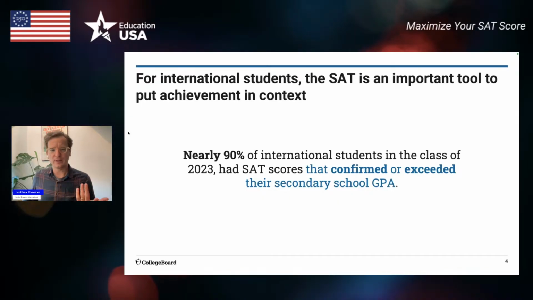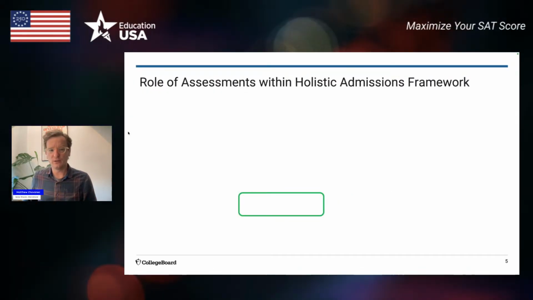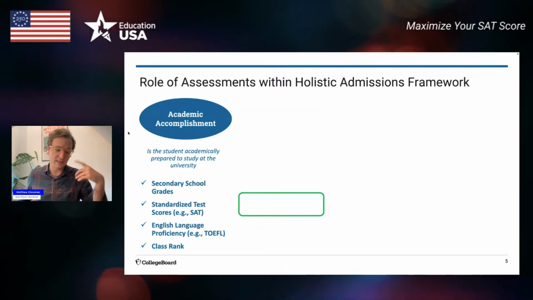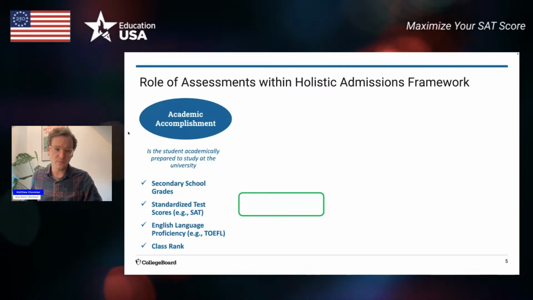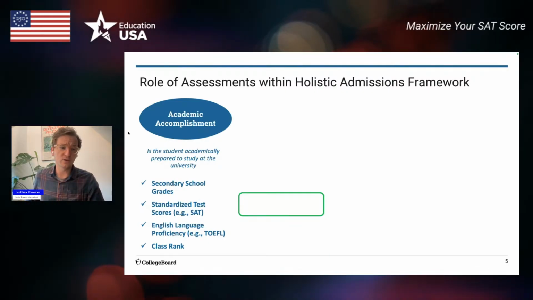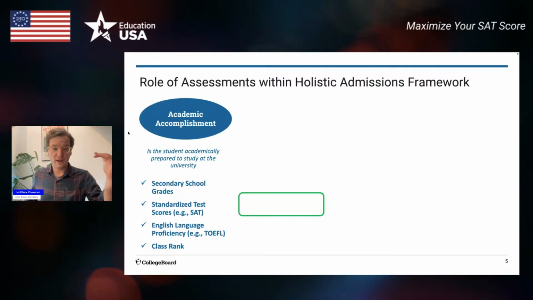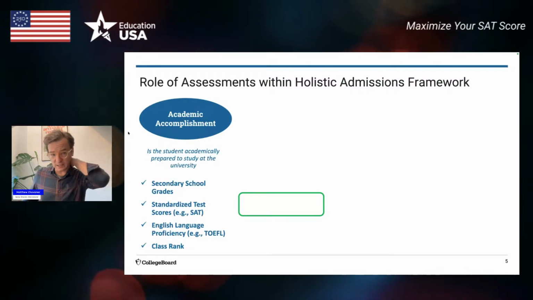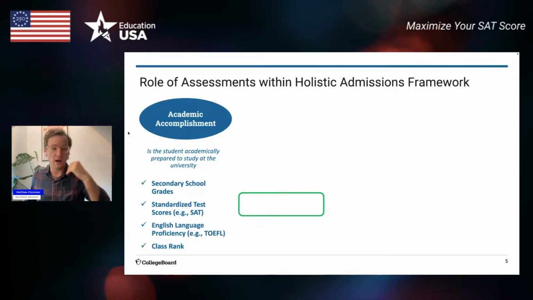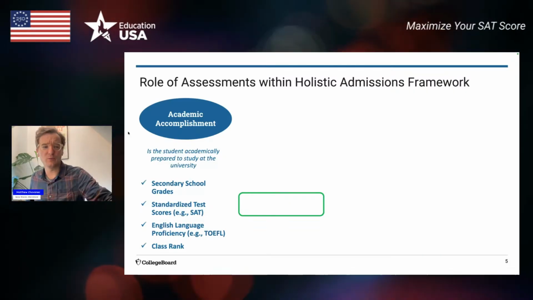So what are those other parts of applying to university in the United States? I'm sure Alina has gone over this if you've spent any time counseling with her. There are many things that you need to submit as you apply. There are, of course, your grades from school, a standardized test like the SAT, your English language proficiency with a TOEFL test or IELTS, and your class rank. These are all really important parts.